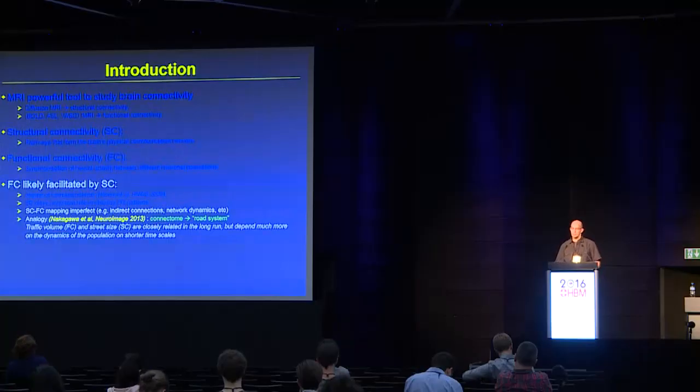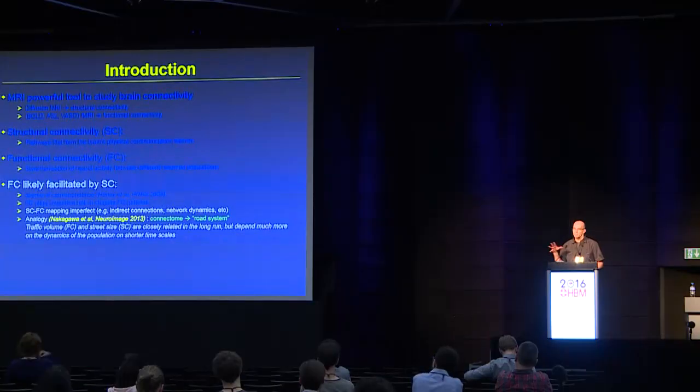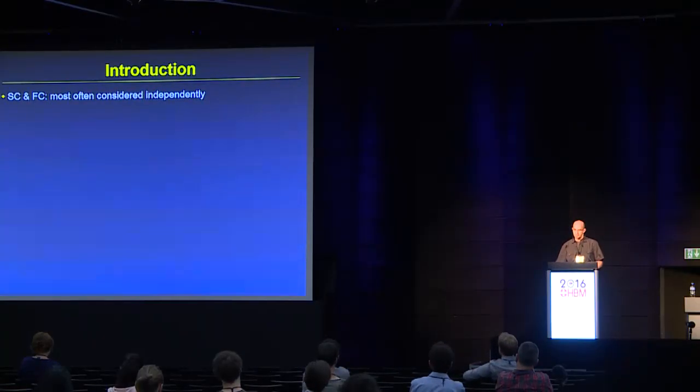There was a nice analogy in a recent paper by Nakagawa, which linked the connectome to a road system. They said that with functional connectivity, we're looking at the traffic volume. The structural connectivity gives some information about the street size and the roads. So they obviously are linked to each other, but the dependency is also affected by the dynamics of the population at various times. So you have things like traffic jams in rush hour. The street size and the street positions have some influence on how much traffic you get, but they don't fully determine the system.